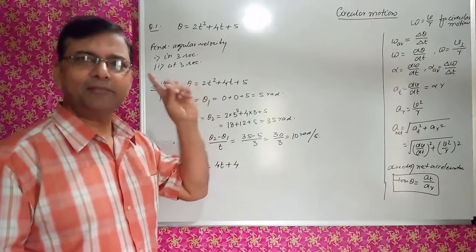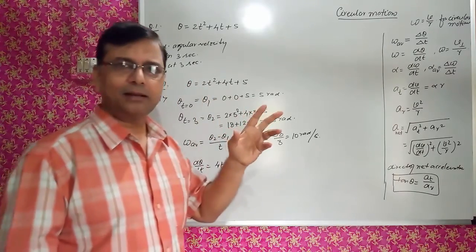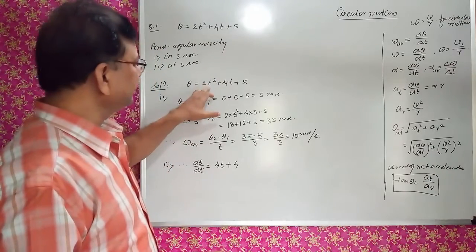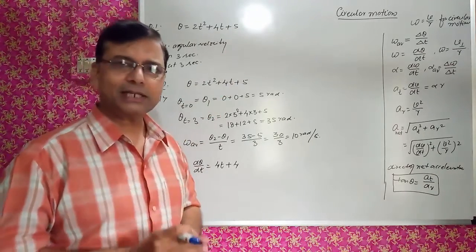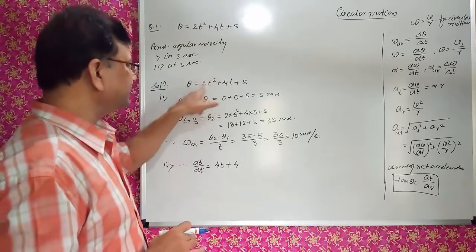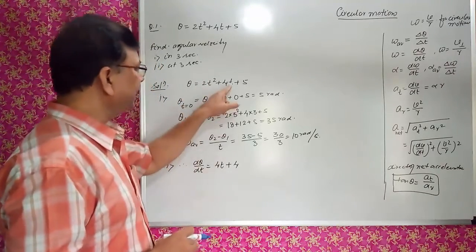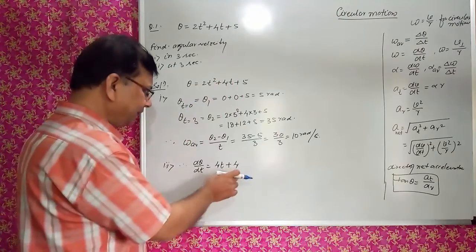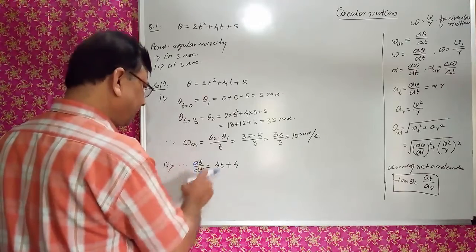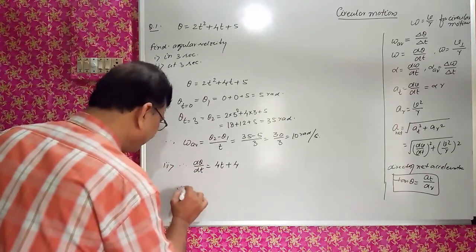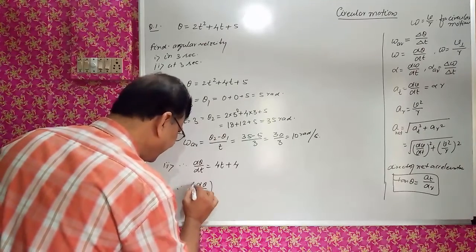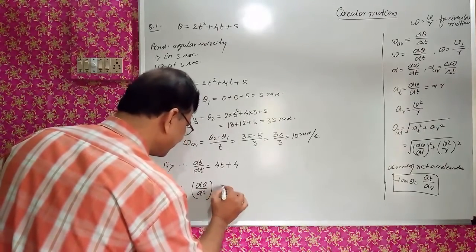I have already told you the differentiation in my video for mathematical tools, where you will see what the differentiation of a x to the power n is: n a x to the power n minus 1. So t square with respect to t is 2t, then 2 into 2 is 4t, and t to the power 1 differentiation is 1. This is 4t plus 4. Now this is omega. Therefore, d theta upon dt at t is equal to 3 seconds we have to find.